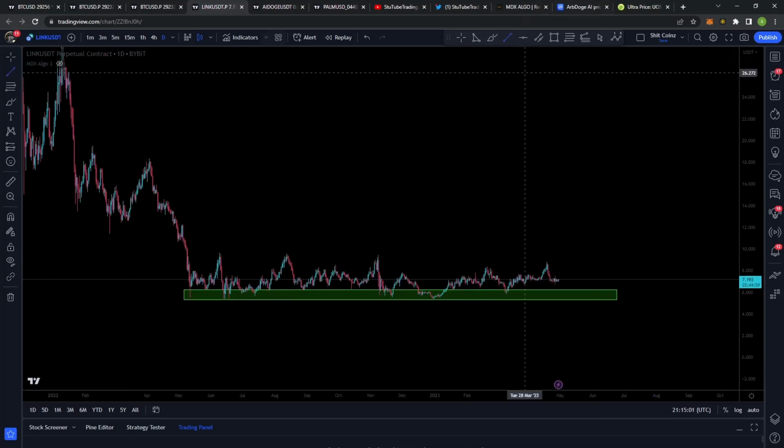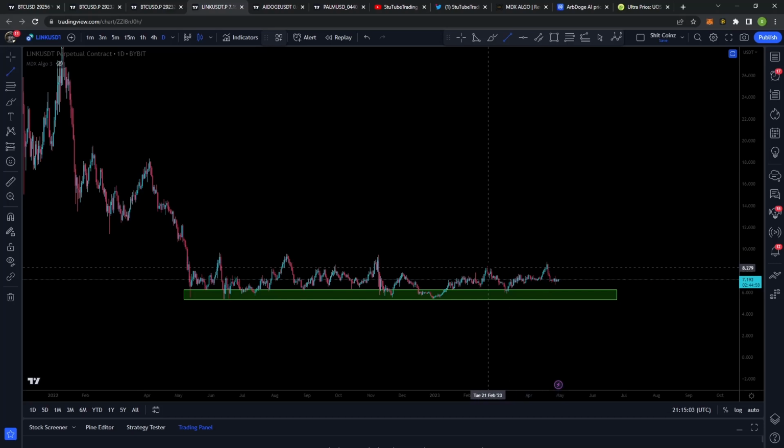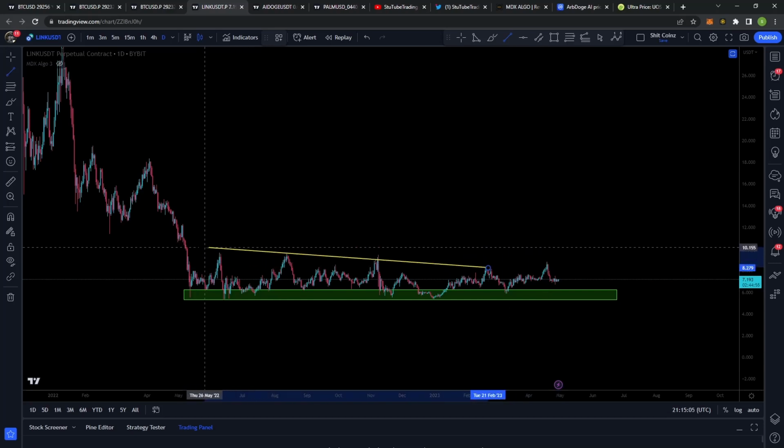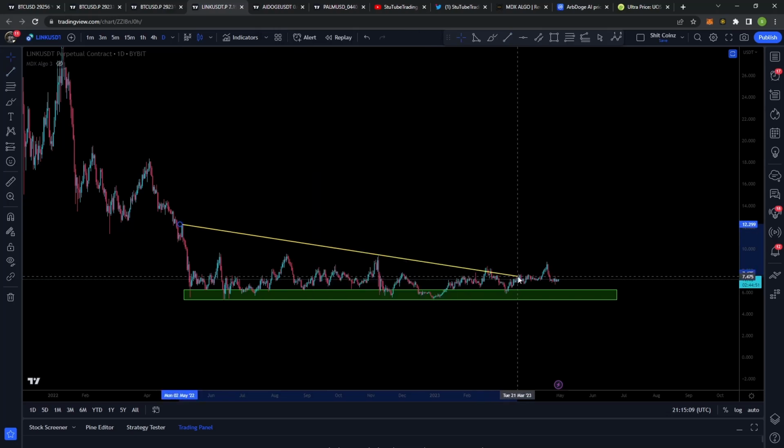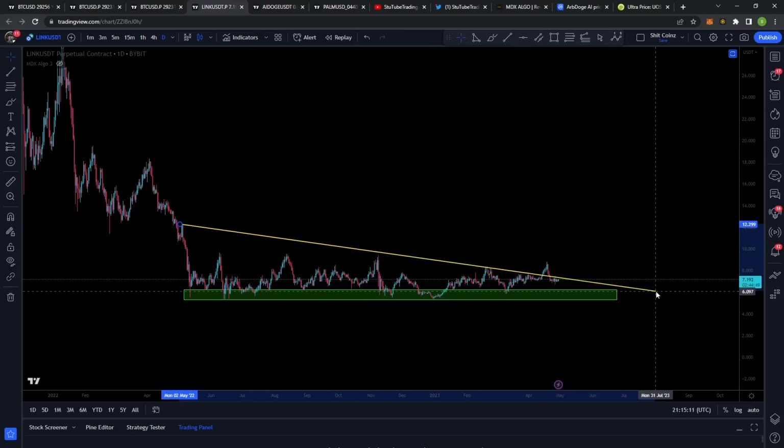I just want to try and find some trend lines with those three accurate touch points, basically.